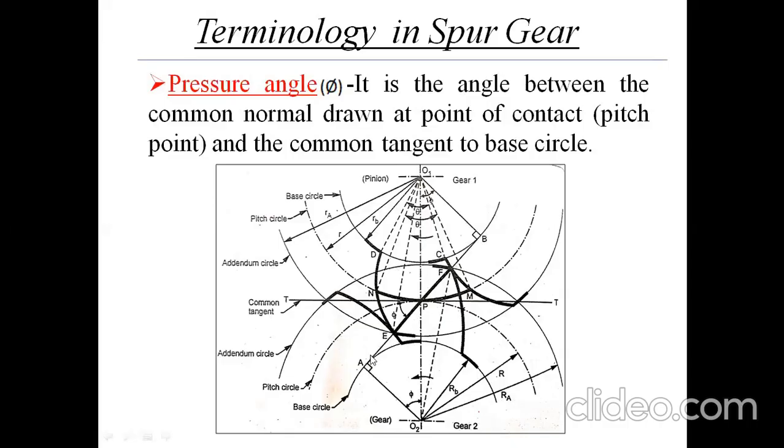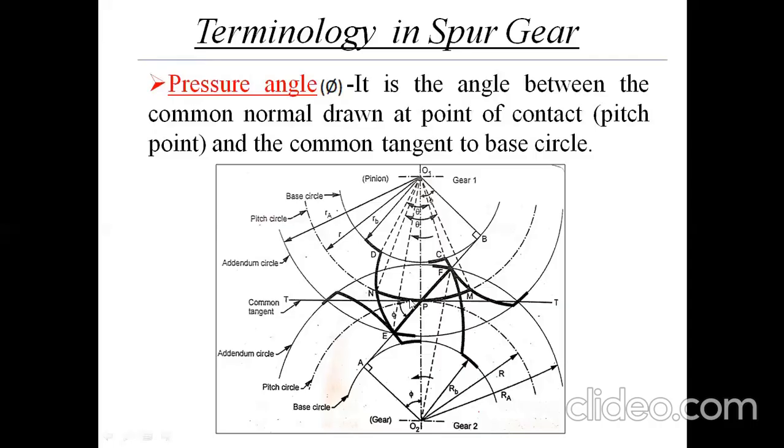TT is the common normal line to both the gears, and AB is the common tangent line to both the base circles. So the angle made by line AB and TT is nothing but the pressure angle.